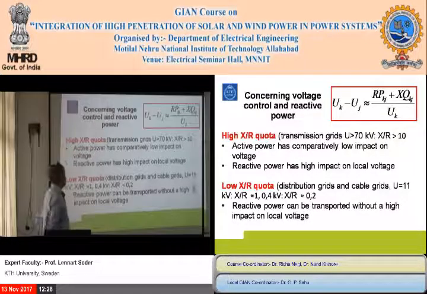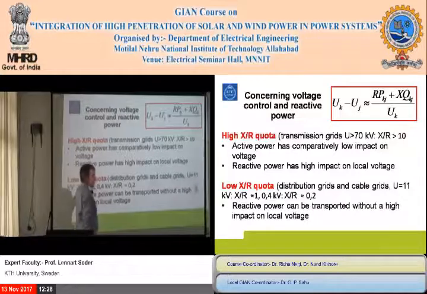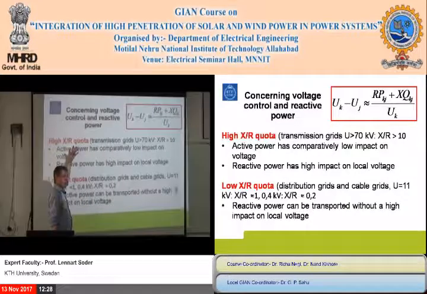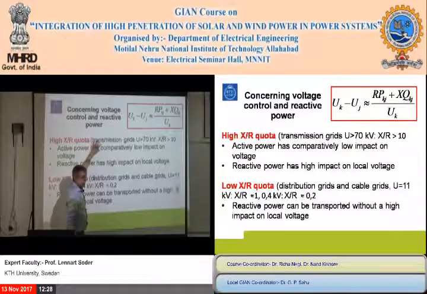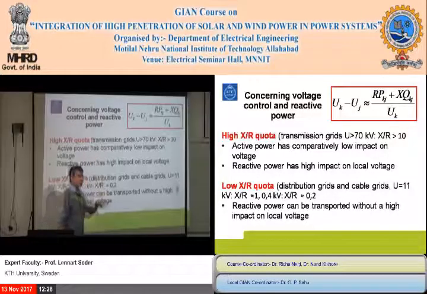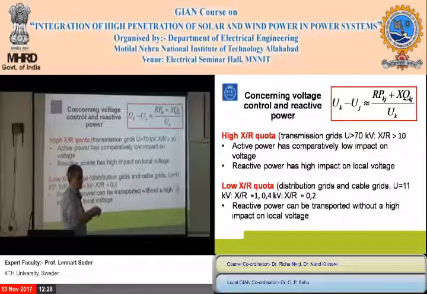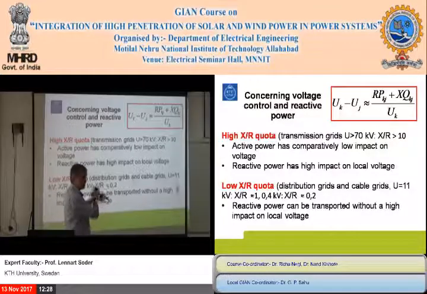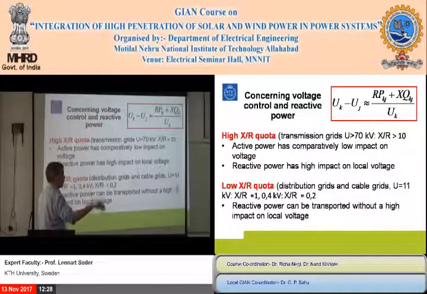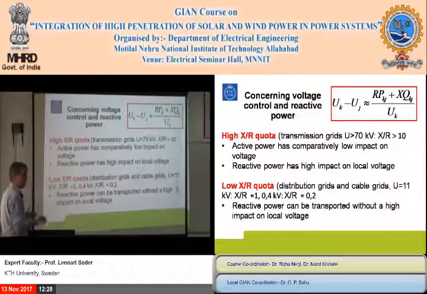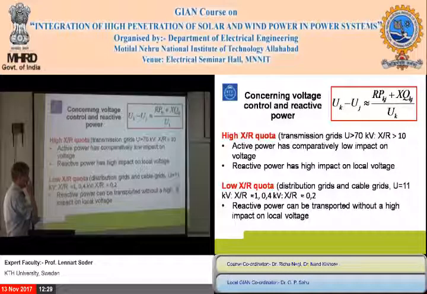On the other hand, if you have a distribution grid, which is different, in reality, of course, you have a combination. You first have the generators, then you have a transmission grid with this relation, and then you have a distribution grid, and then you have the low voltage grid if you have solar power, for example. So you have a combination of different parts of the grid which have different XR quota. What is interesting in the final point is what the XR quota is, and I will come back to that when we talk about solar.